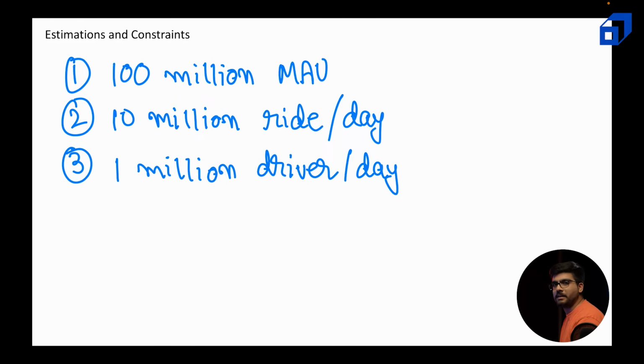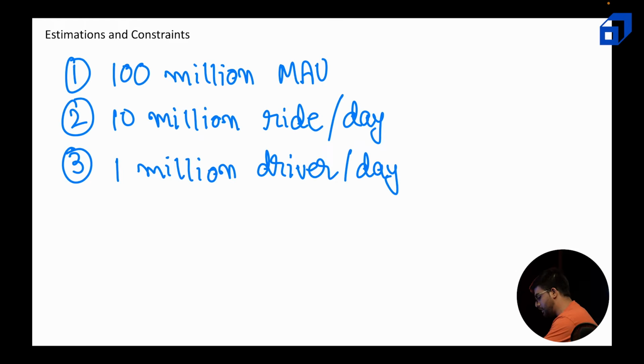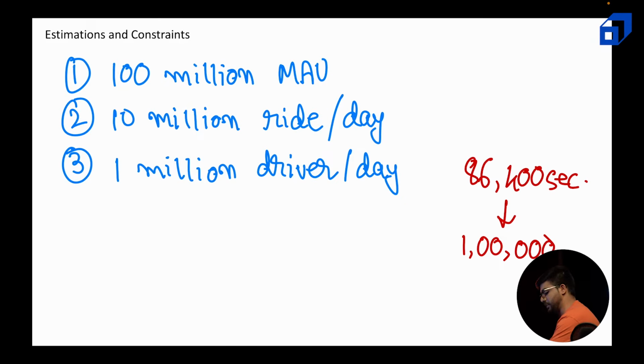Now, when we say 10 million rides in a day, what does it mean? Per second, how many rides are getting booked or how many rides are getting requested? Let's do some computation for the same. Now, in a day, there are 86,400 seconds. I am going to assume this to be 1 lakh seconds just for the sake of computational ease. So now 10 raised to 7 rides divided by 10 raised to 5.